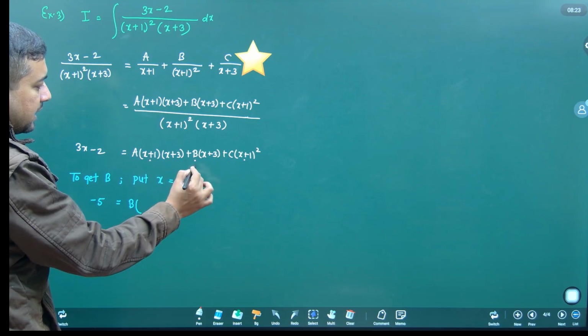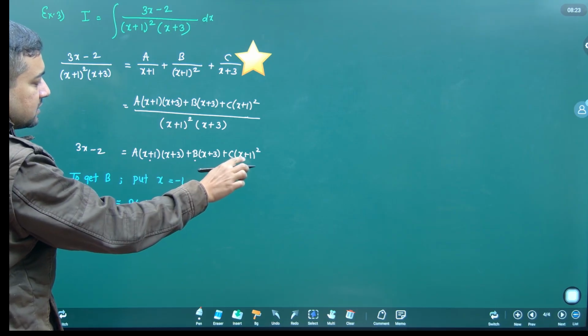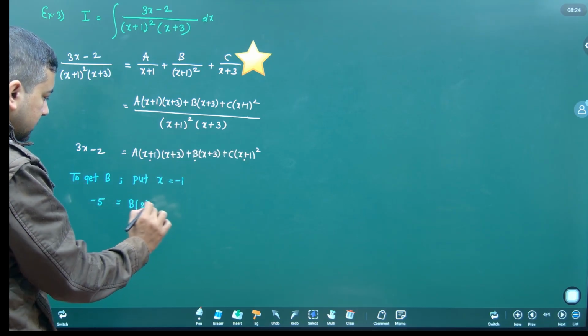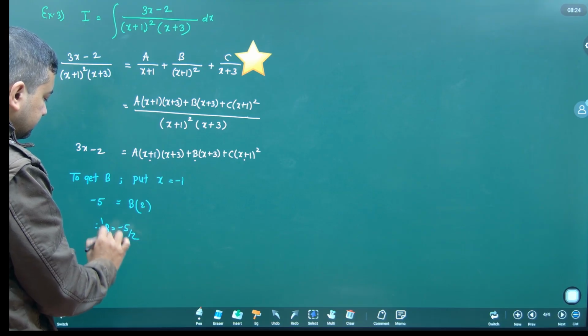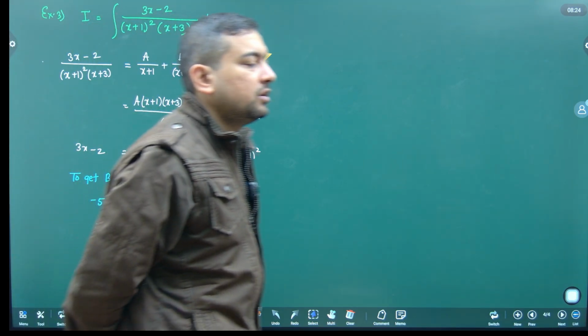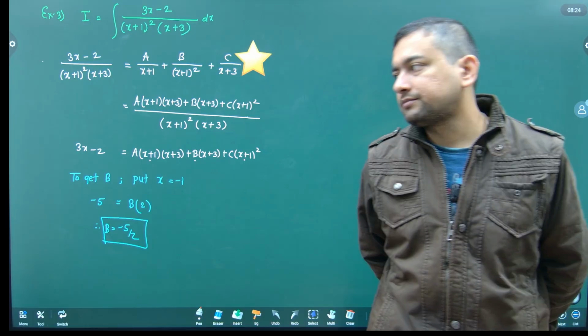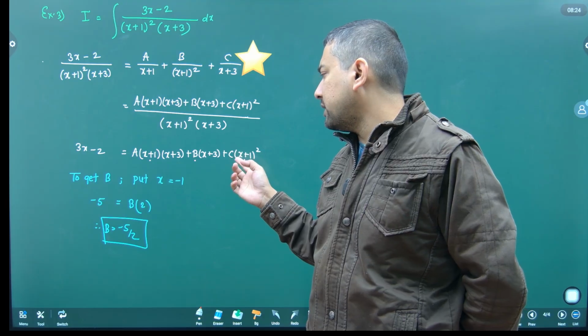B in bracket. Minus 1 plus 3, it will be 2. C term minus 1 plus 1, it will be 0. So from this, I will get value of B. What is B? Minus 5 by 2. Minus 5 by 2. Is it clear? Okay. Next, let us find out C.